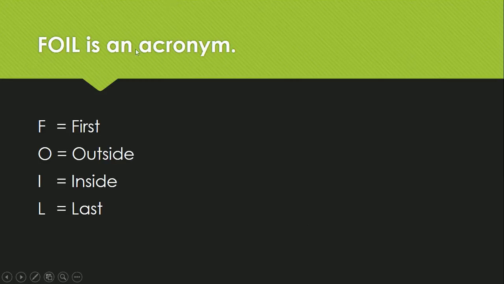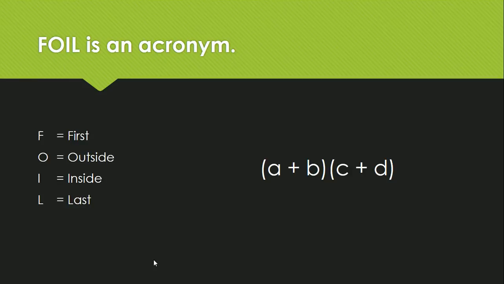The FOIL method is an acronym. So we're going to multiply the first terms, the outside, the inside, and the last. That works well with a lot of expressions that we're going to encounter, but it doesn't work with every one. But let's look at when it does work. When we have a plus b times the sum of c plus d.